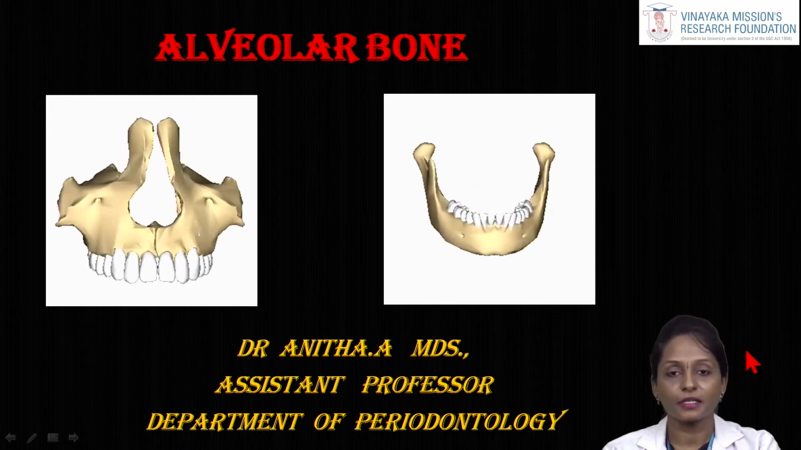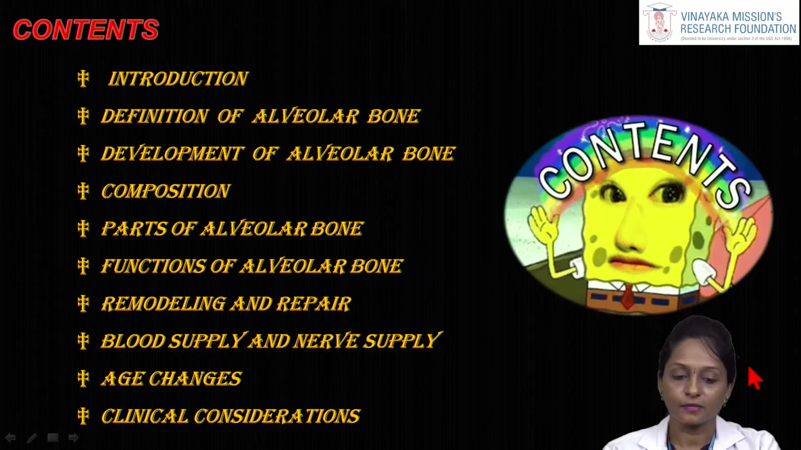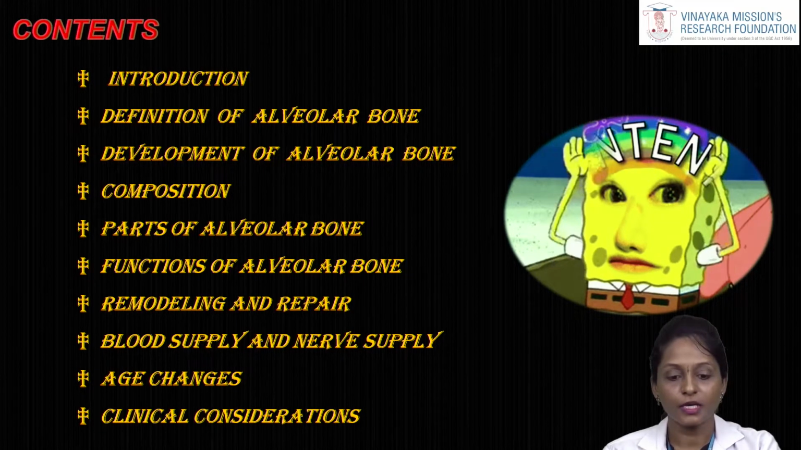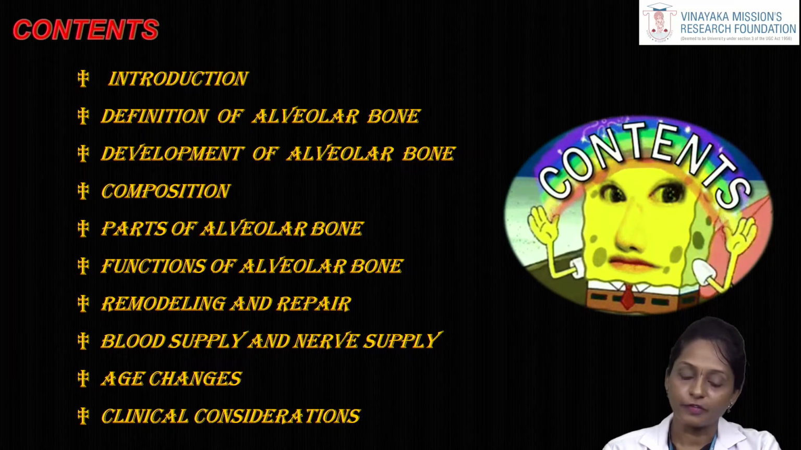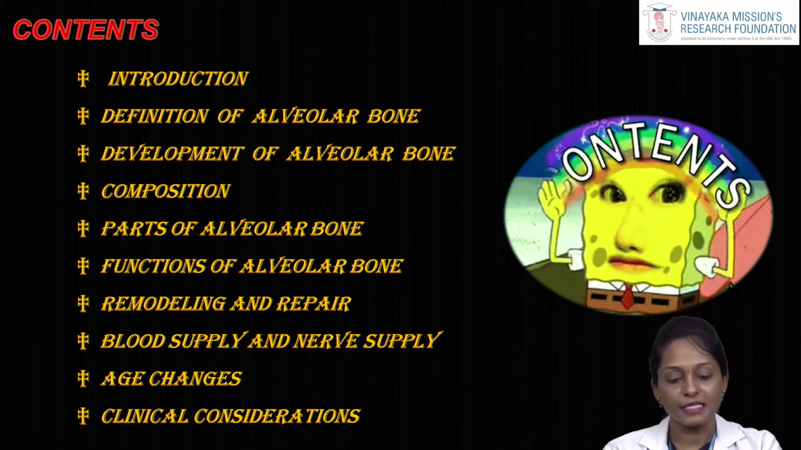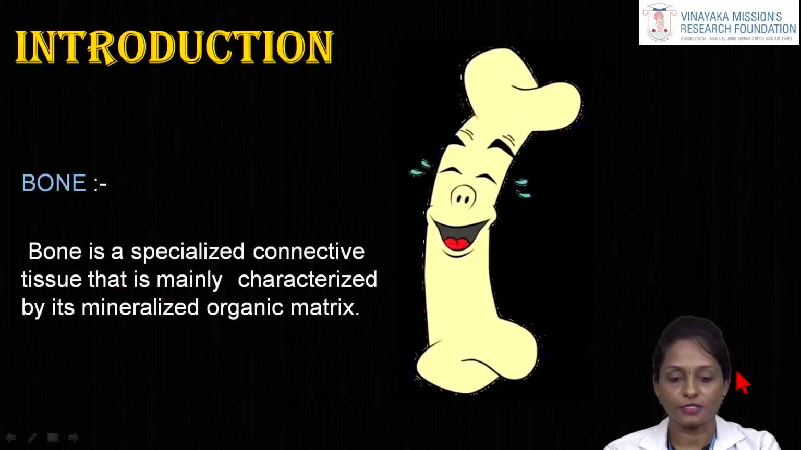So today's topic is on alveolar bone. Let us see the contents. Introduction, definition of alveolar bone, development of alveolar bone, its composition, parts of alveolar bone, functions, remodeling and repair, blood supply and nerve supply, age changes, and the clinical considerations.